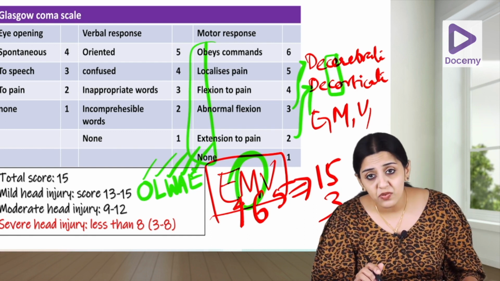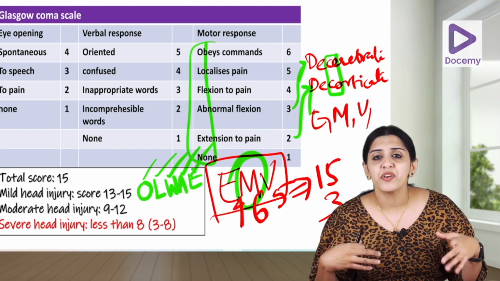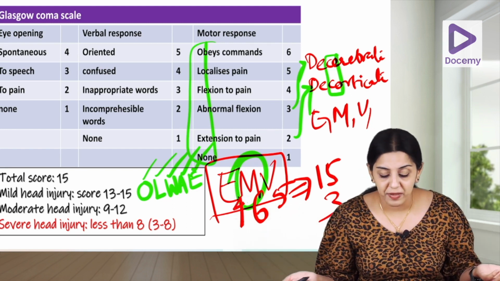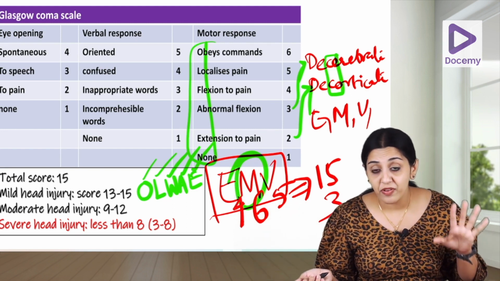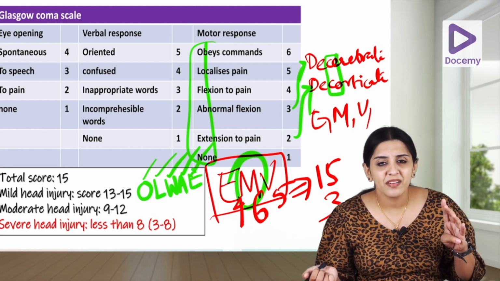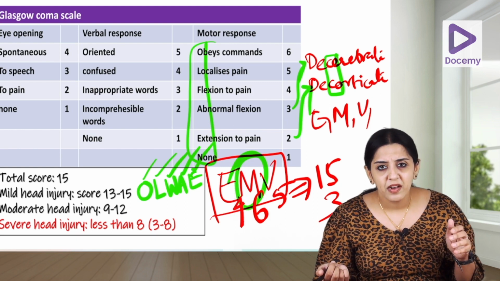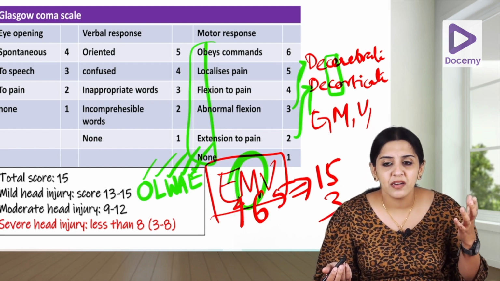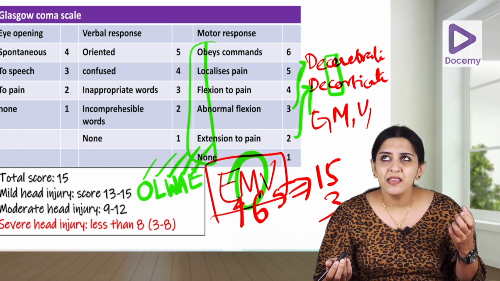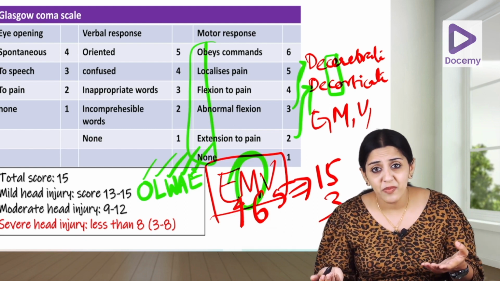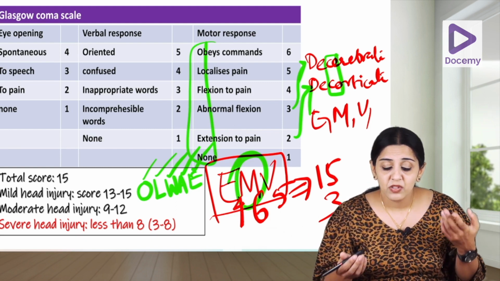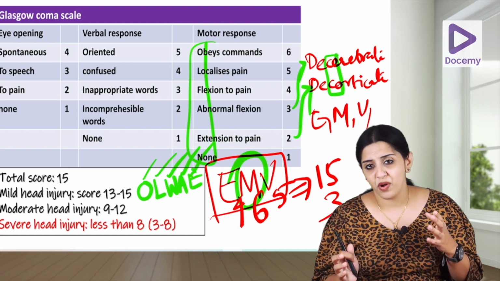V, what is the V score? V5 means oriented, you are able to talk normally. V4 is a little bit confused. How am I in the hospital? Actually, what happened? Like that. Or if you ask the patient's name, he'll be thinking and he might say some other name, for instance. So that is a confused type of conversation.